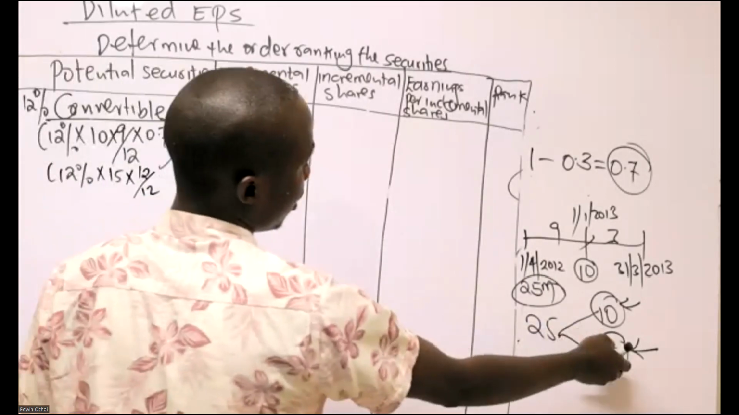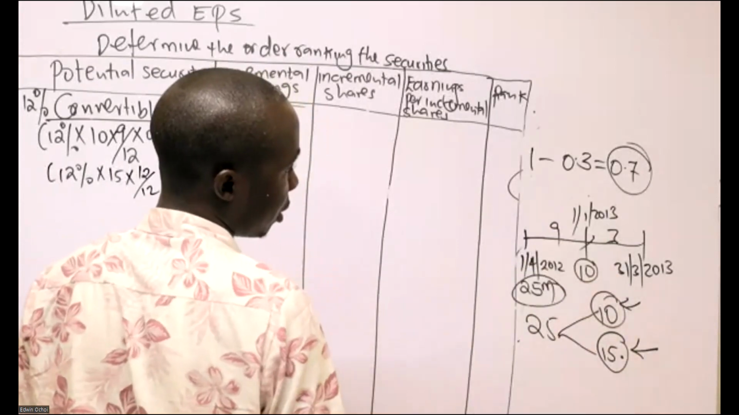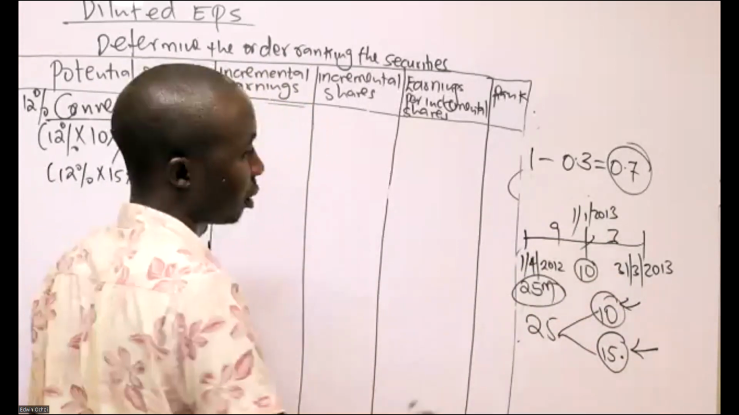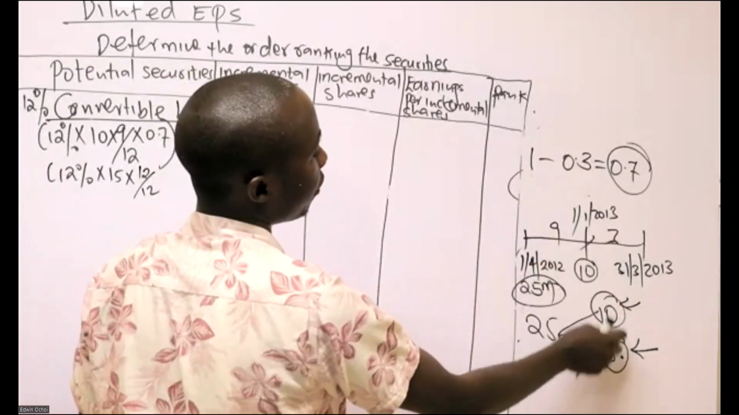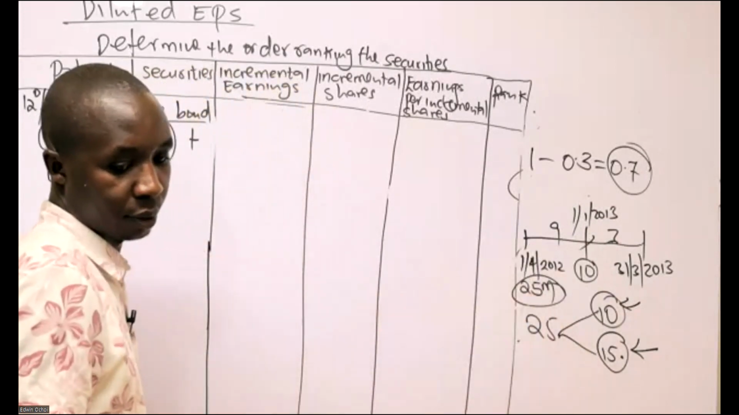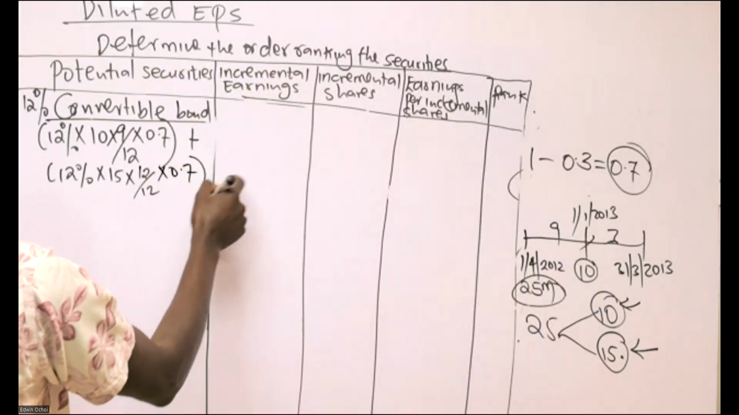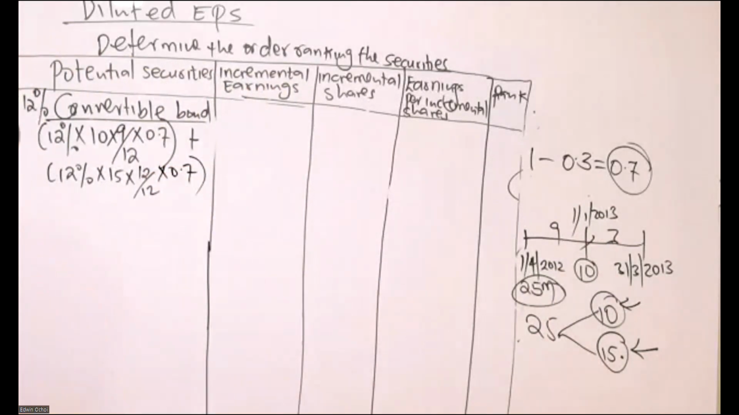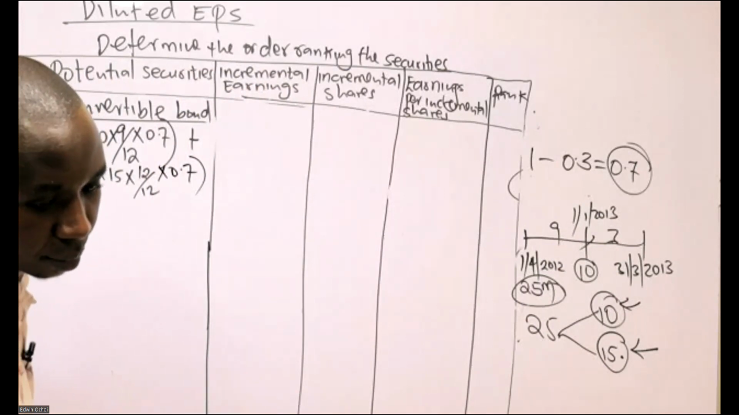Remember that it's not that the 15 came on 1st January. That is what most of the students get a challenge on. It's only that they converted 10 on this date. It's not that they introduced the 15 on this date. This 15 was there from the start of the year. Times again 0.7. So we get the answer there. You can give me the answer.